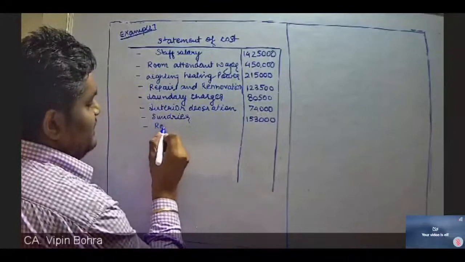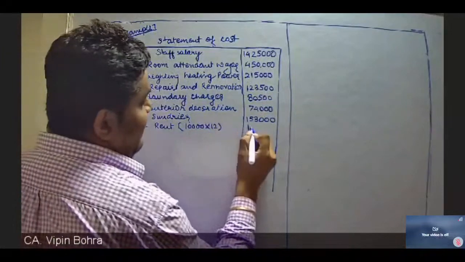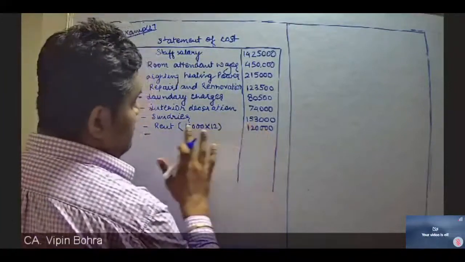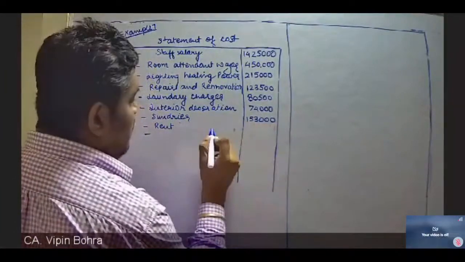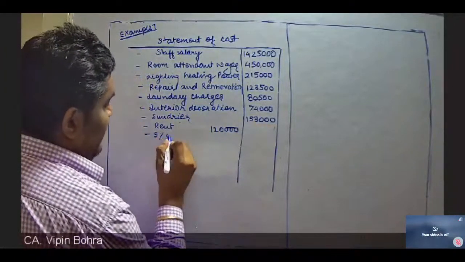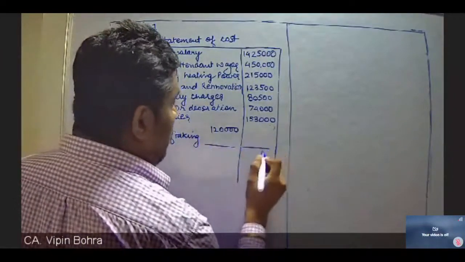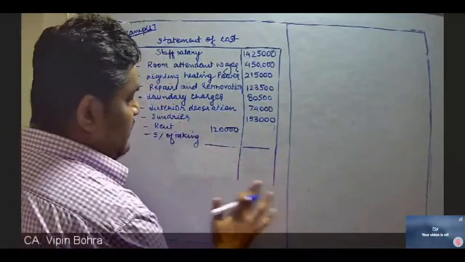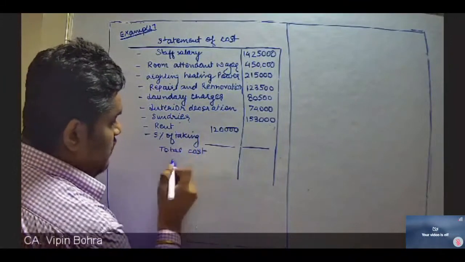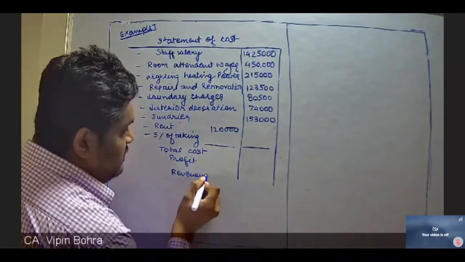Last but not least, don't forget to write rent also. 10,000 into 12, 1,20,000. 5% of takings we have to calculate also. So now, before this, we will get the total cost here after calculating the profit and total revenue. Now our statement is ready.